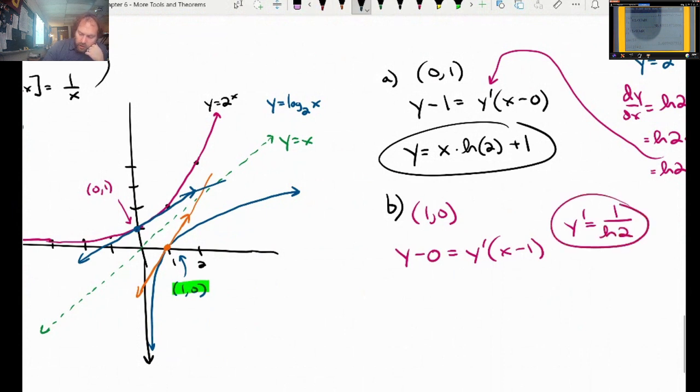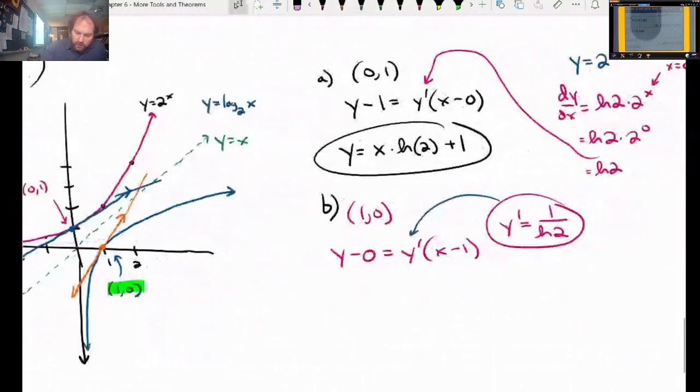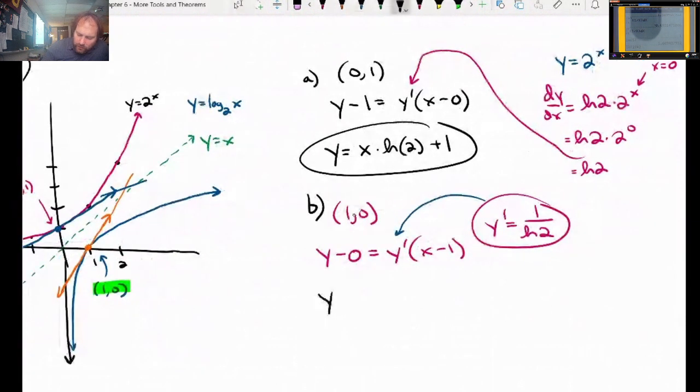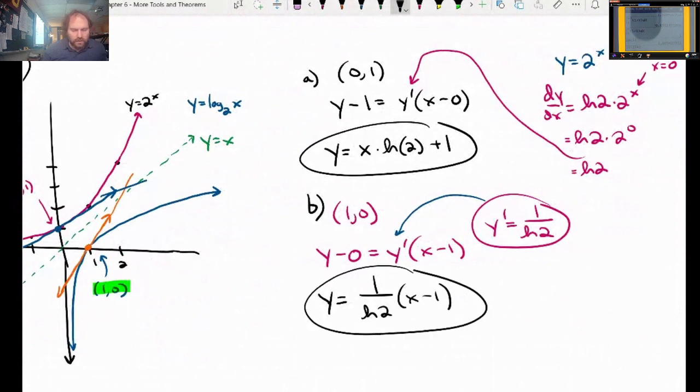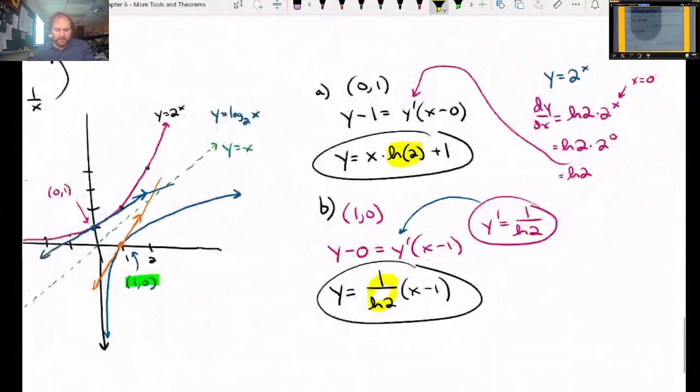I guess this is my long story short. We're going to take the slope from the other line and just take the reciprocal of it to find the inverse slope, is essentially how this works. This is setting up for how we will prove this in a later lesson. 1 over natural log of 2 times x minus 1. You can leave it like that for now. That's fine. Again, the slopes are just reciprocals of each other. Natural log of 2 and 1 over natural log of 2 in this problem.